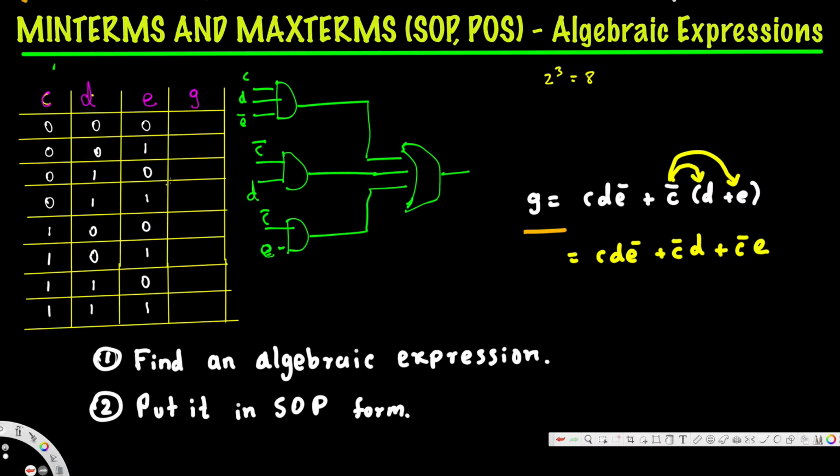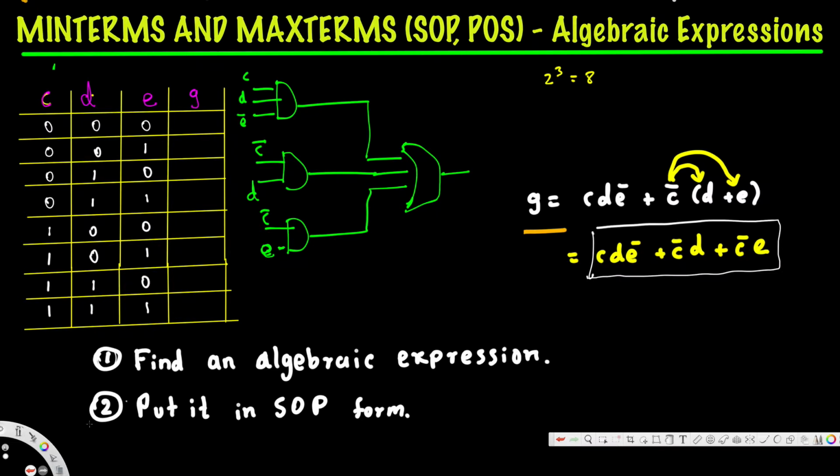Now let's see what the final output is going to be. We are looking for the truth table for this one. In order to get a 1, one of the terms has to be 1, because in an OR gate, if one of them is 1, the final result will be 1. It doesn't matter whether the others are 0. Just one has to be 1.